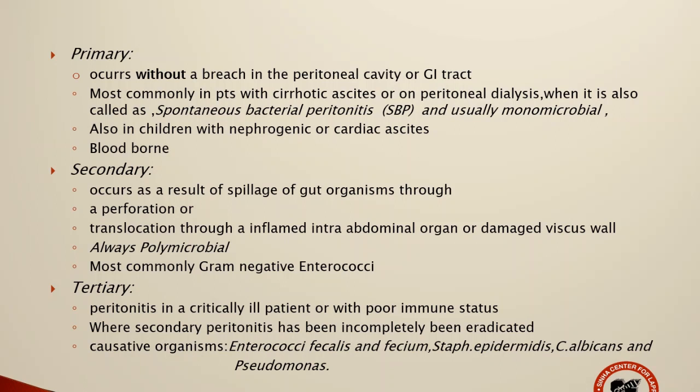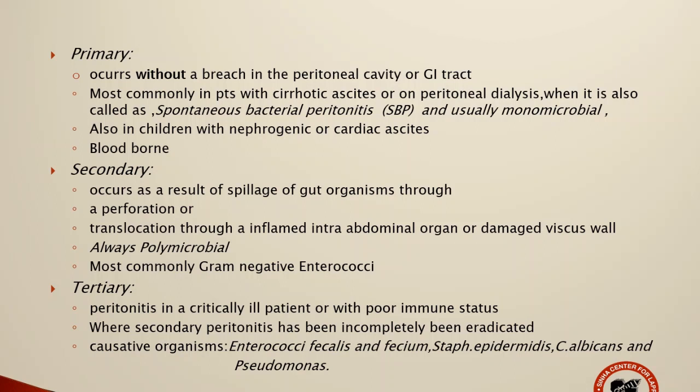into the peritoneal cavity. But coming to the most common form of peritonitis, that is the secondary peritonitis, which occurs as a direct spillage of gut organisms through either perforation in the GI tract, or there could be translocation through an inflamed intra-abdominal organ or damaged visceral wall, which becomes more permeable to the intraluminal contents, which now go across the wall into the peritoneal cavity. It's always polymicrobial, and most commonly you will be able to identify the gram-negative enterococci.